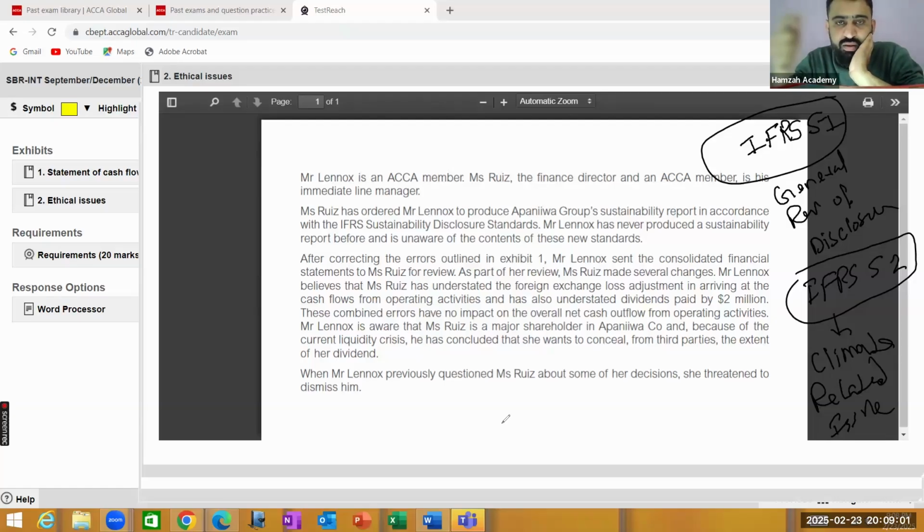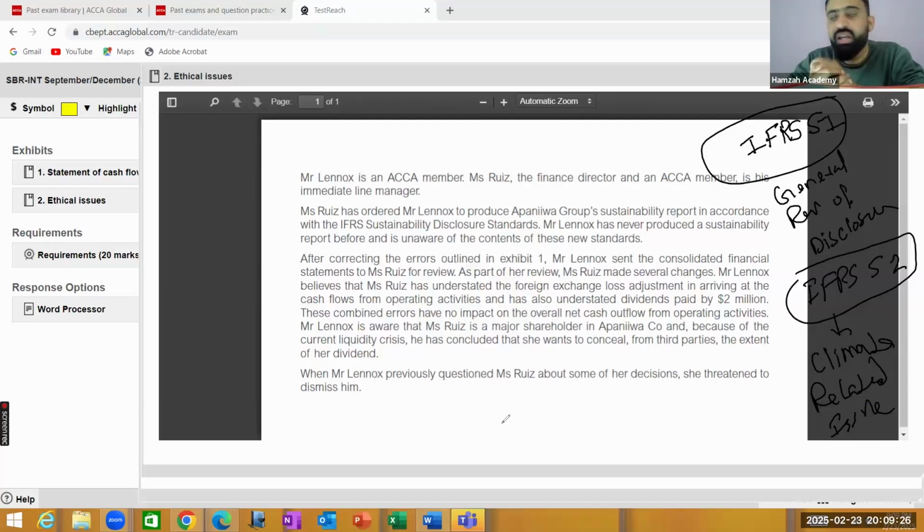Now, professional competence and due care is a principle which, being professional accountants, we should adhere to. We should have the knowledge about that. But if they do not have it, then they should not prepare the report. What they should do is inform the line manager that they do not have the required knowledge and they cannot produce the report. Okay, and this is an issue of professional competence and due care. So what Mr.